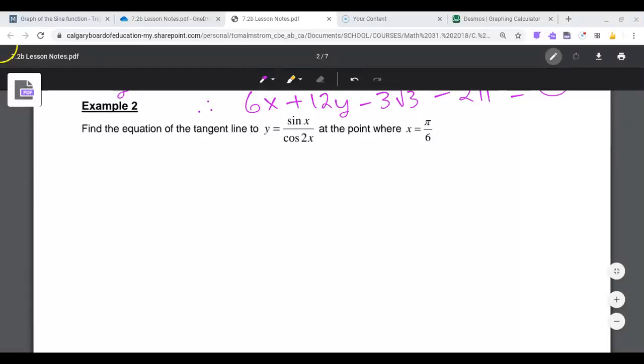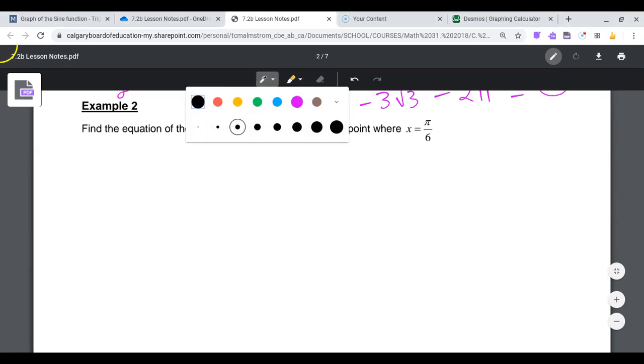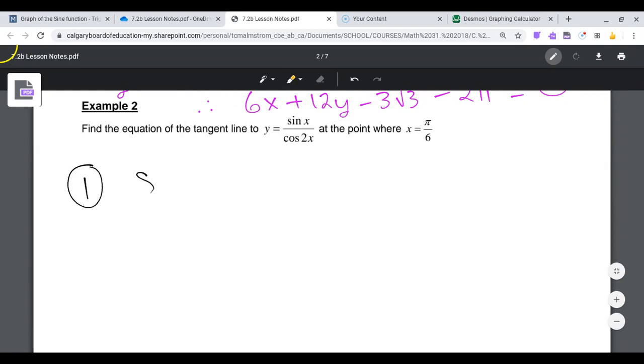Okay, example number 2. Find the equation of the tangent line to y equals sine x divided by cos 2x at the point where x is equal to pi on 6. Okay, so the first thing that I'm going to do is find my slope, which is my first derivative, which looks like it's going to be the quotient law.